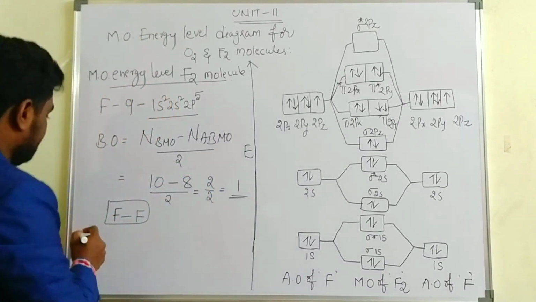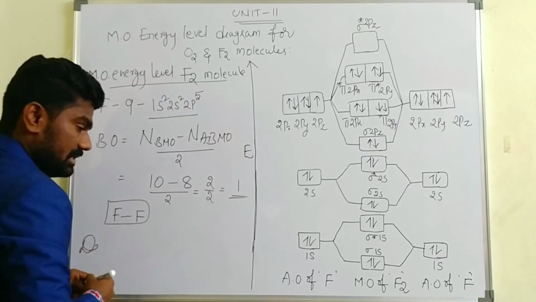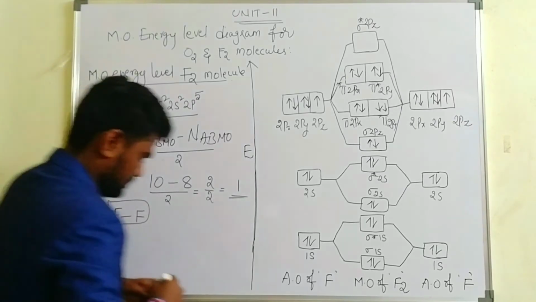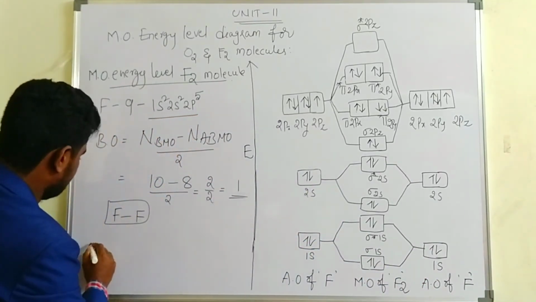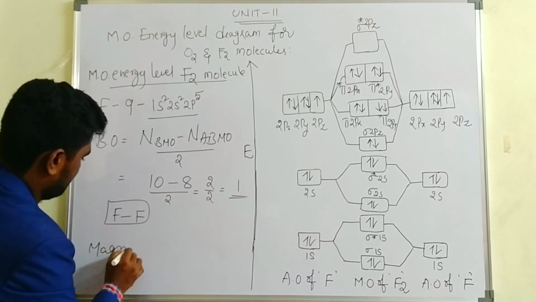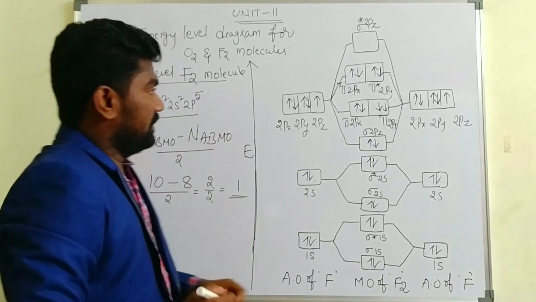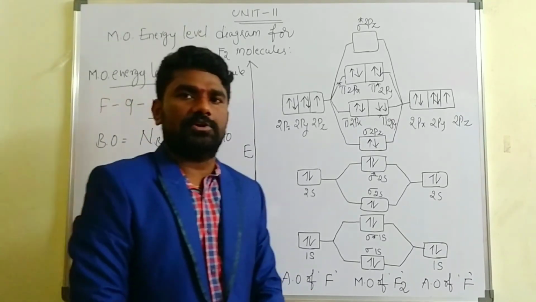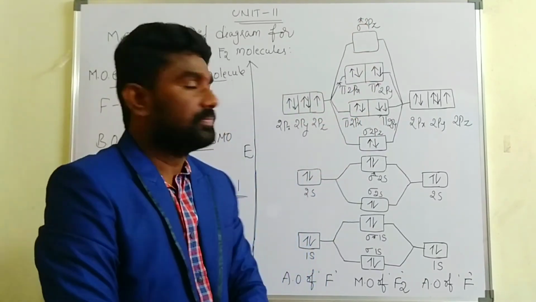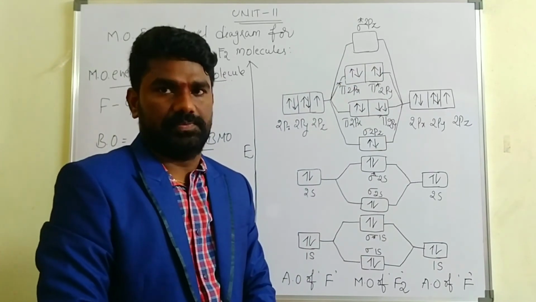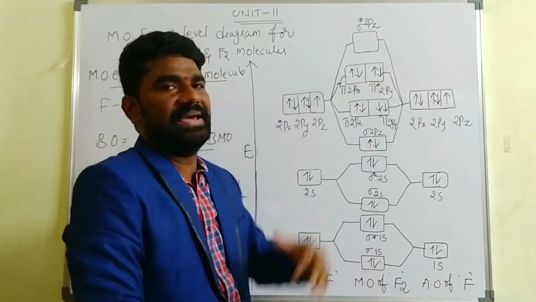Okay, and then the next property is magnetism. Are there any lone electrons in the molecular orbital energy level diagram for the F2 molecule? Is there any lone electron? No, because all the electrons present in the F2 molecule are paired up, isn't it?